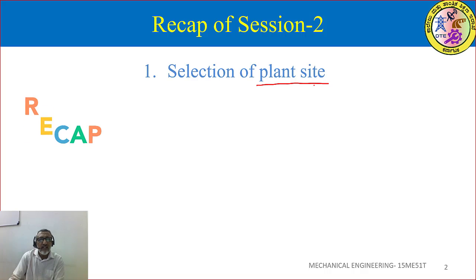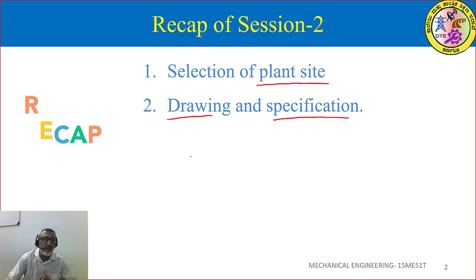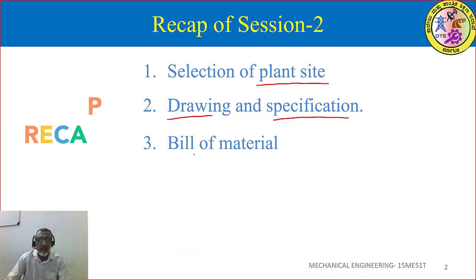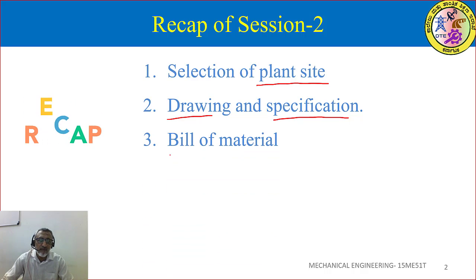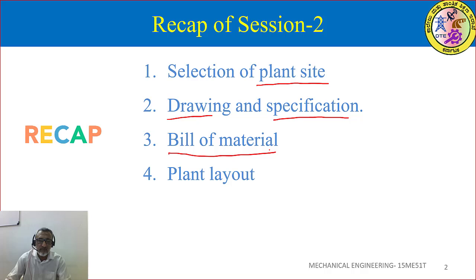We have seen that it is done in two stages. One is the general location of the plant site, and then the specific location for building the factory shed or the building. Then we have seen the importance of the drawing and the specification with respect to the design of the products. And then we have seen the bill of materials, which is nothing but the list of all materials that go into the final product.